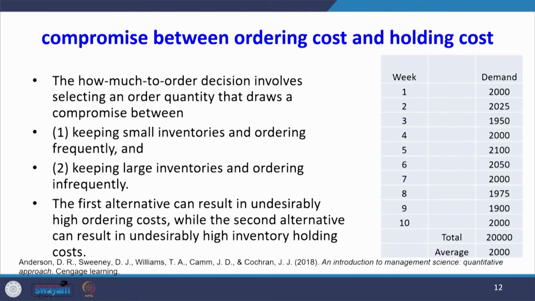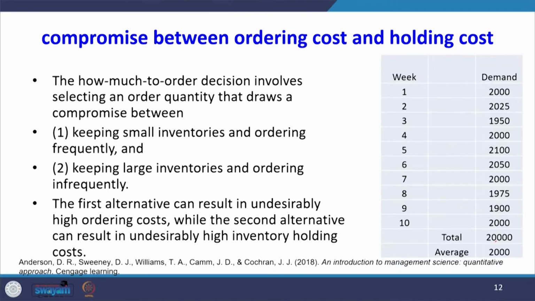Okay. So, you see that the total demand is, for example, say 20,000. Okay. So, what can we order? We can order maybe 100. Okay. So, when you order 100, what do you have to do? You have to order 200 times. Okay. So, what will happen? Every time the ordering cost will increase.